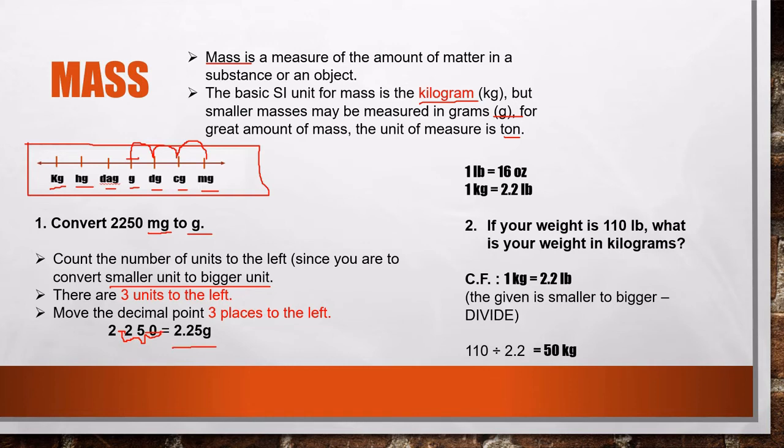Next, number 2. If your weight is 110 pounds, what is your weight in kilograms? So remember this English conversion for weight. The conversion factor that we're going to use is 1 kilogram is equal to 2.2 pounds. So the given is smaller to bigger unit, so we need to divide. So 110 divided by 2.2 is equal to 50 kilograms.